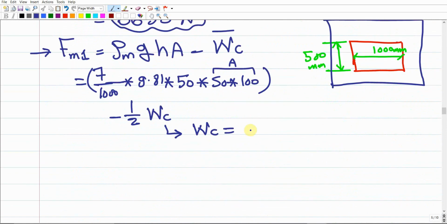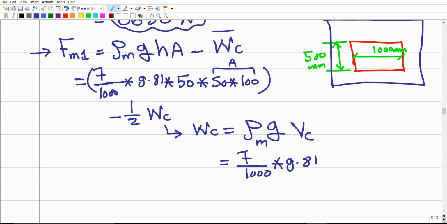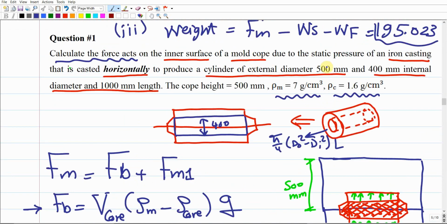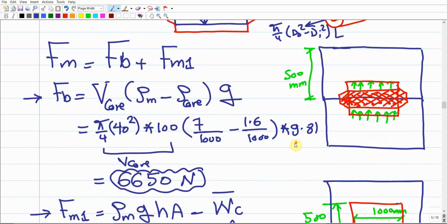So the weight should be rho times G times the volume of the casting. Rho is the mass density of the metal, right? So this is going to give us 7 divided by 1000, which is the mass density, times 9.81, times pi over 4, times the volume of the cylinder. It should be the area of the external circle negative the internal circle, so pi over 4 times the outer diameter squared negative the inner diameter squared, times the length of the cylinder, right? The outer diameter is already given by 500, the inner diameter 400, and the length 1000.